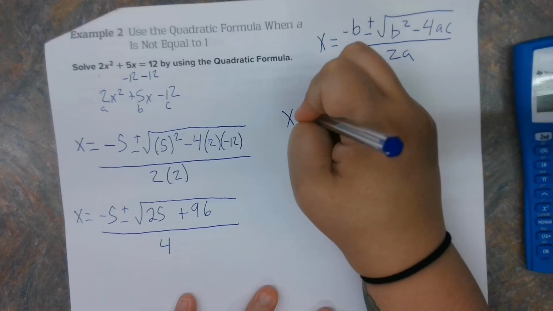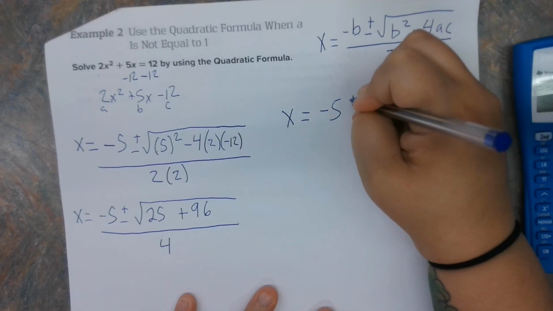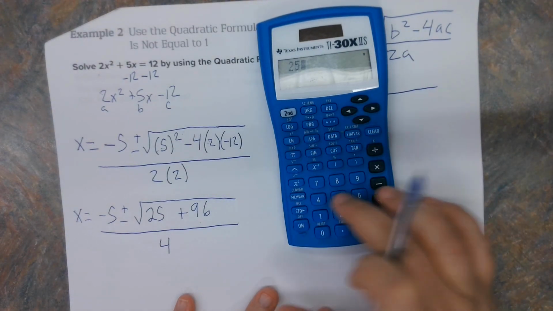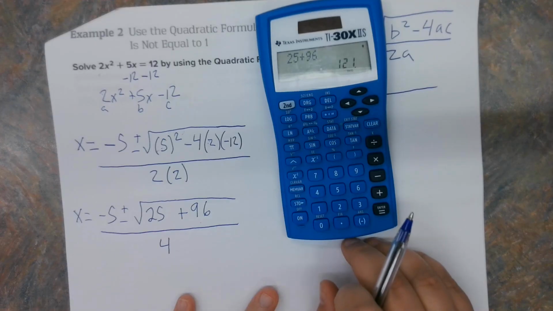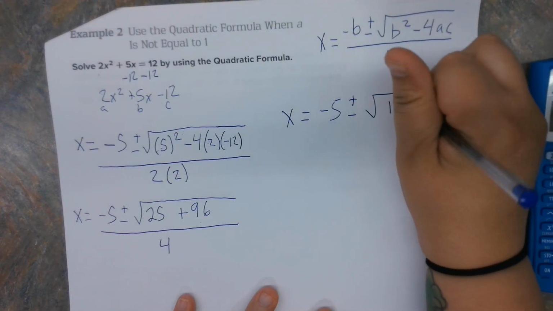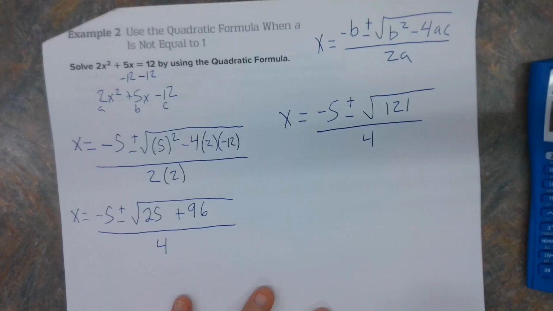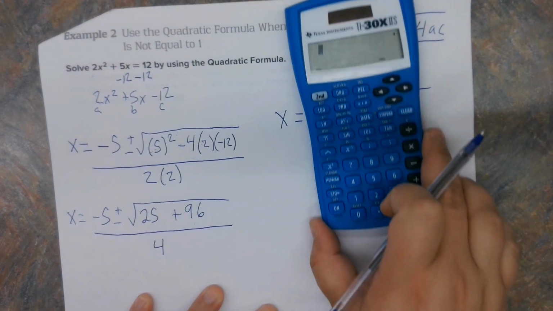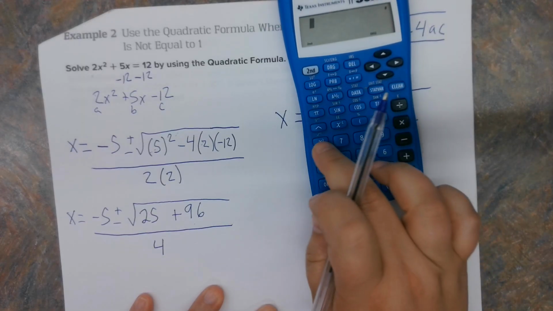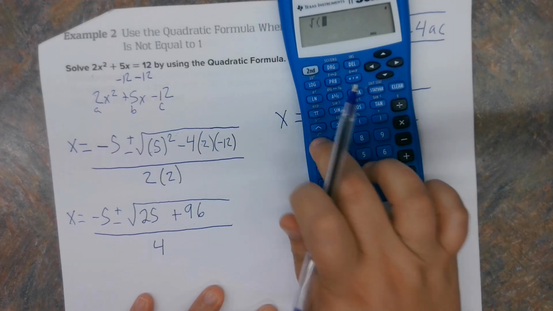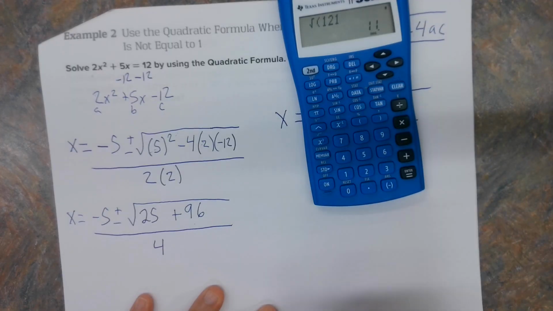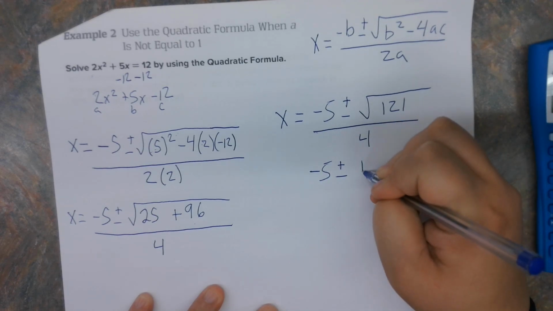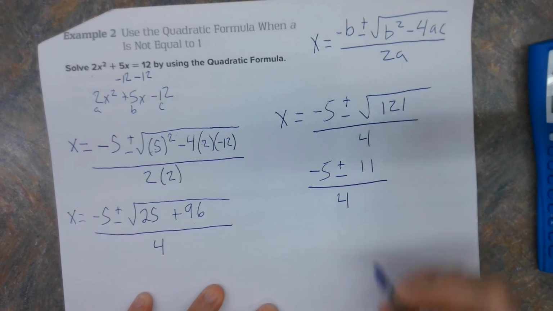So I know I'm going to have x equals negative 5 plus or minus the square root of, what is 25 plus 96? If you don't know, grab your calculator. 25 plus 96. 121. The square root of 121 over 4. I know what the square root of 121 is. Do you know what the square root of 121 is? Second, square root button, because it's that thing up there. 121. It's 11. So it is going to be negative 5 plus or minus 11 over 4.